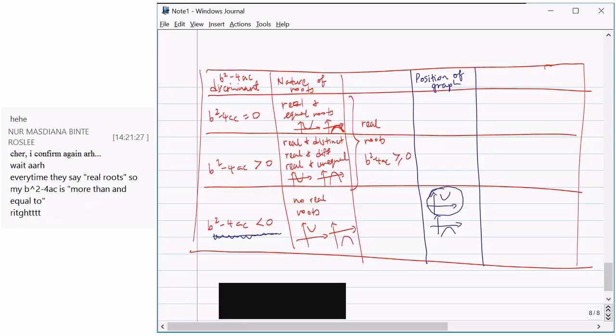Okay, every time they say real roots, my b squared minus 4ac is more than or equal to 0. That's correct. When they say real roots, they don't say real and different, or real and equal, they never describe more. Then b squared minus 4ac is bigger than or equal to 0. You're right.